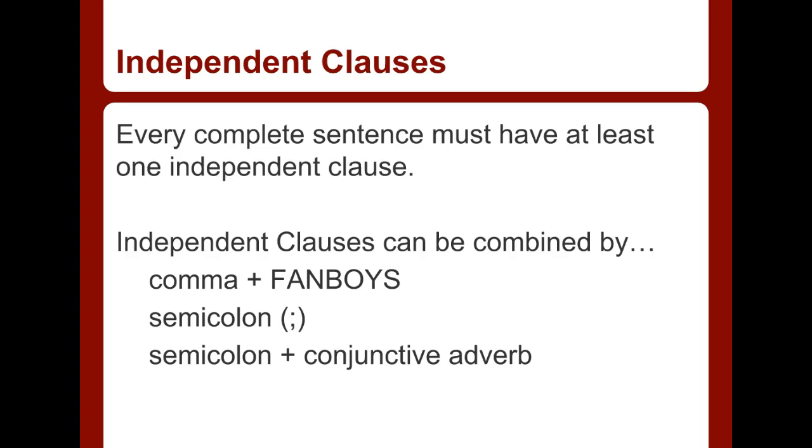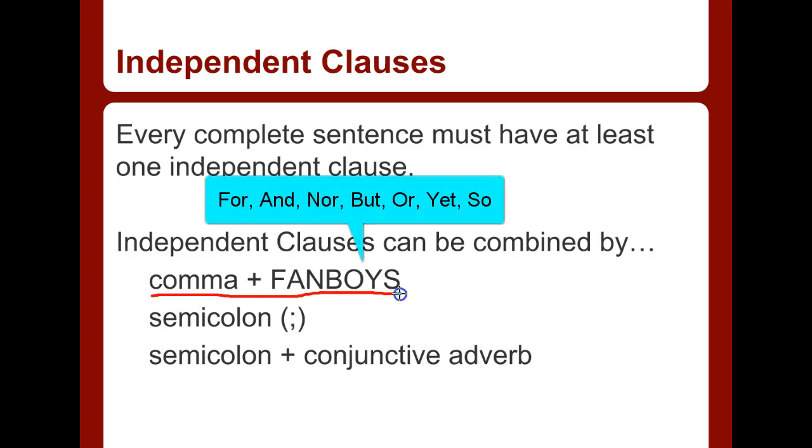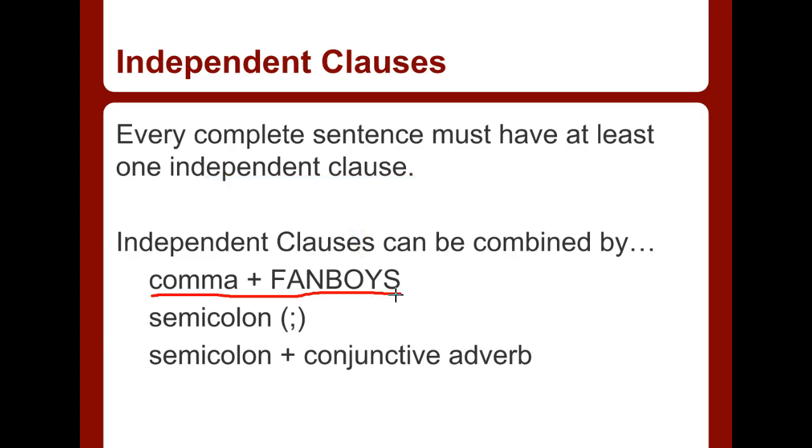We can connect independent clauses by using a comma plus a fanboys. You remember the fanboys: for, and, nor, but, or, yet, so. We can connect independent clauses using a semicolon. Or we can connect independent clauses using a semicolon plus a conjunctive adverb like therefore or however.